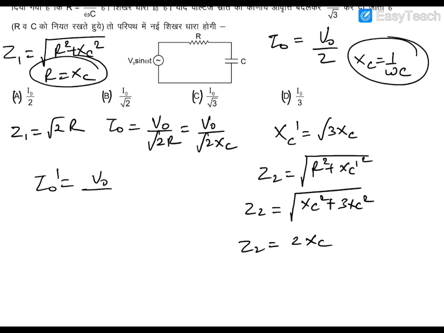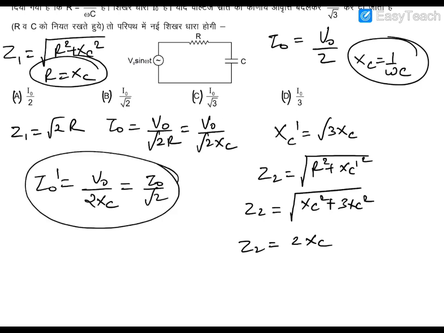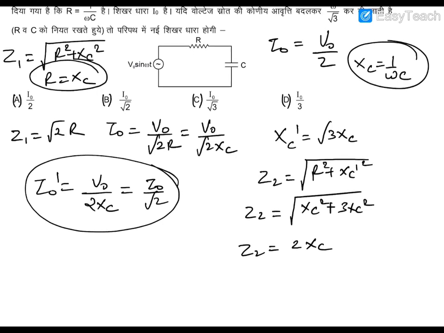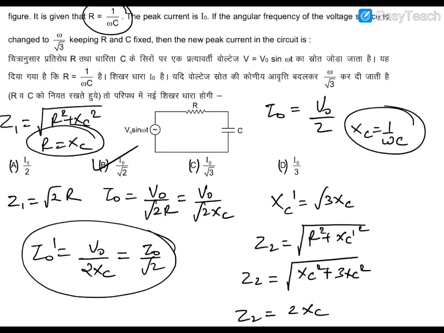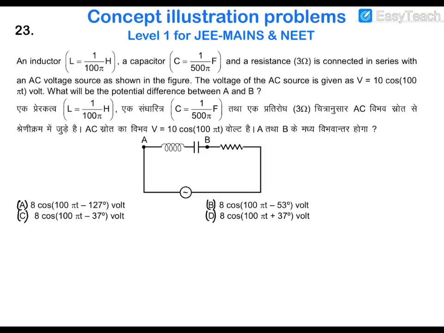So Z2 will be equal to 2XC, and I naught dash will be equal to V naught by Z2, which is 2XC, and V naught by XC is equal to I naught. So it is I naught by 2, hmm, V naught by root 2x is I naught, so it is I naught by root 2. So the correct answer is I naught by root 2, which is option B. Now we move on to the next question.